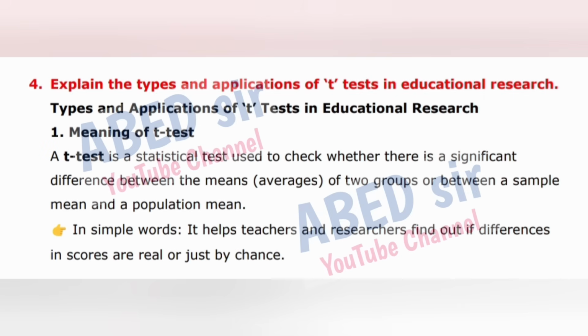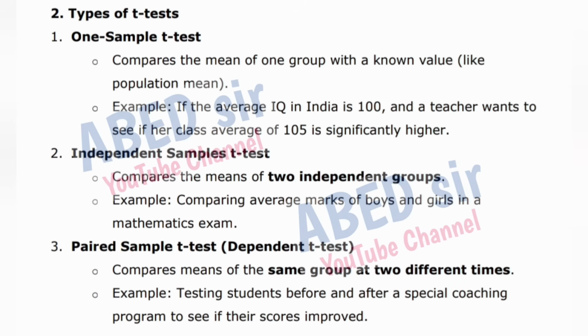In simple words, it helps teachers and researchers find out if differences in scores are real or just by chance. 2. Types of t-tests. 1. One-sample t-test. Compares the mean of one group with a known value, like population mean. Example, if the average IQ in India is 100, and a teacher wants to see if her class average of 105 is significantly higher.